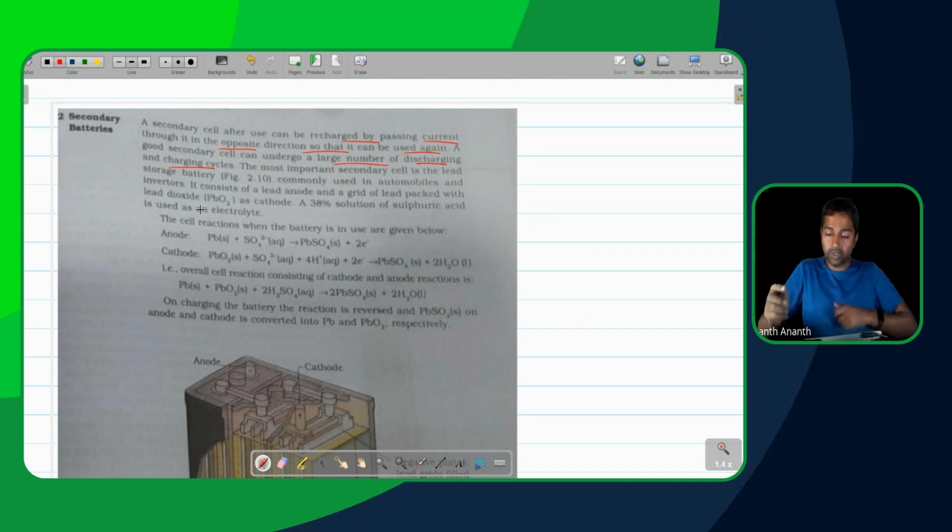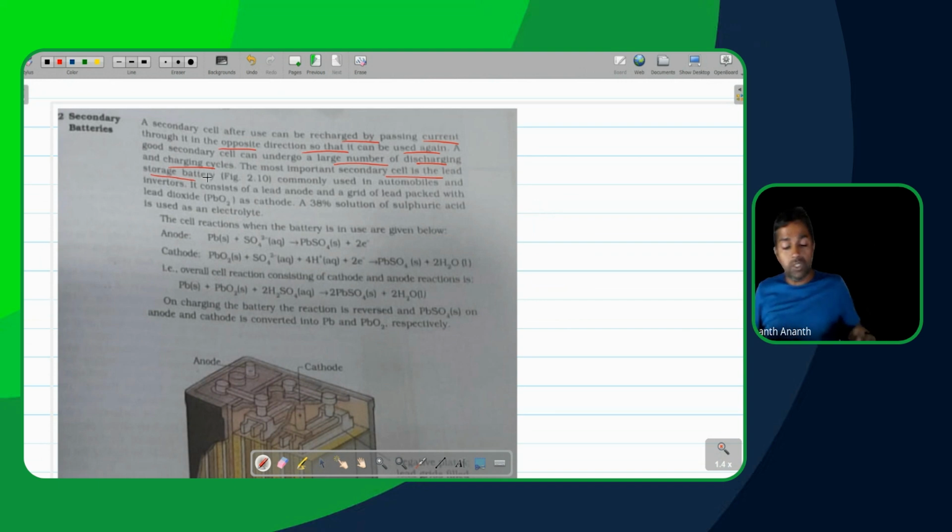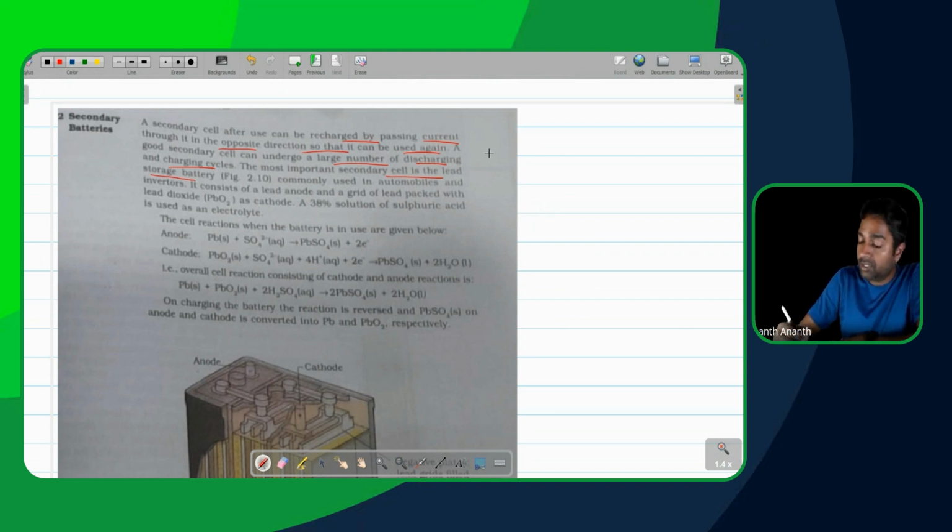Okay, all right. So let's continue here. The most important secondary cell is the lead storage battery. This is something which may be changing, because the fact is the most important secondary cell of the current modern world is not the lead storage battery. What is the most important secondary cell now?